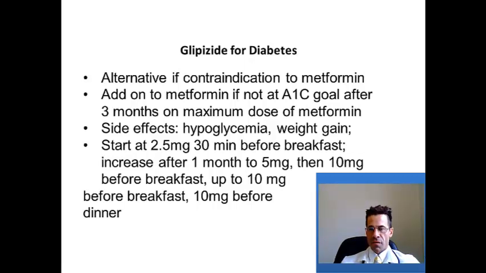Glipizide is a sulfonylurea. It's short-acting, so it's actually one of the safer of the sulfonylureas, because sulfonylureas as a class can cause a low glucose, and a low glucose is less likely with the shorter-acting forms, which is glipizide. So glipizide can be started at the diagnosis of diabetes in patients who have a contraindication to metformin. It can also be added on to metformin if after 3 months of being at the maximum dose of metformin, the patient's hemoglobin A1C is still not at goal.